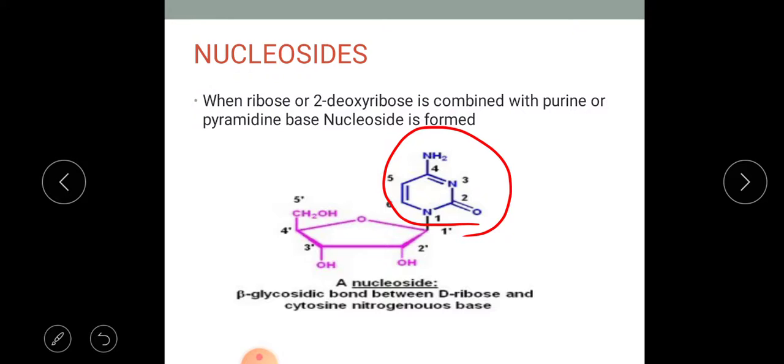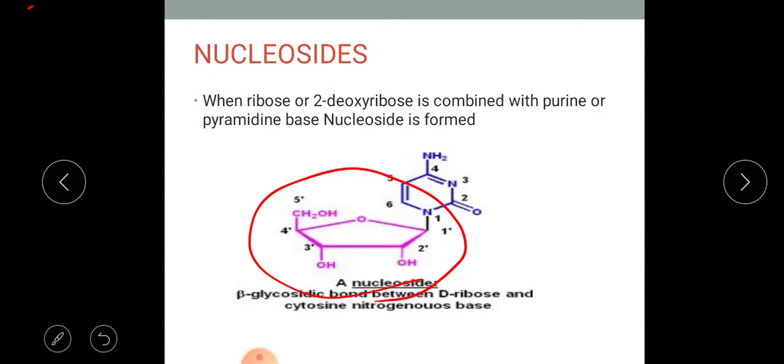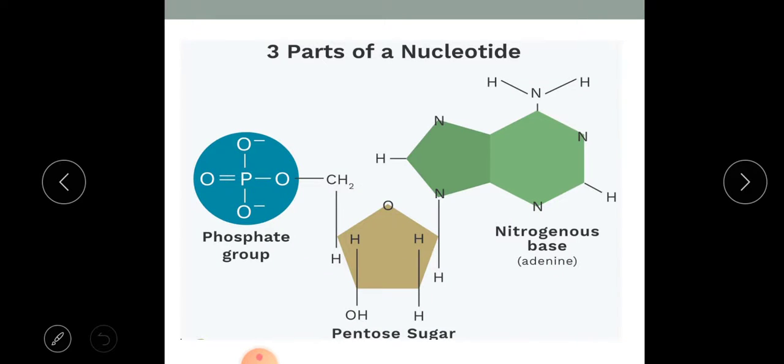Remember, in this nitrogen base there is a carbon ring, where the carbons and nitrogens are numbered as 1, 2, 3, etc. That's why in this pentose sugar the carbons are numbered as 1 dash, 2 dash, etc. Anyhow, on the 1 dash carbon of the pentose sugar a nitrogen base is attached, and which is called a nucleoside. Now we discuss what you mean by a nucleotide.